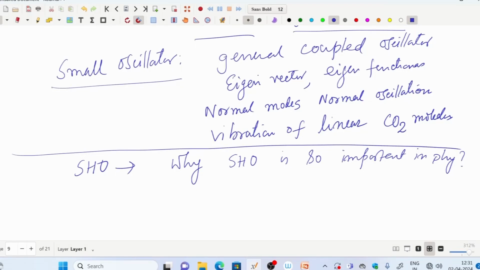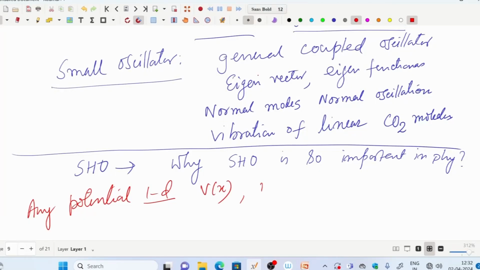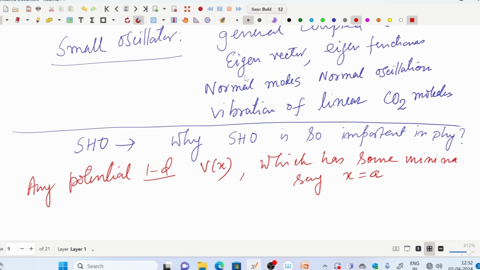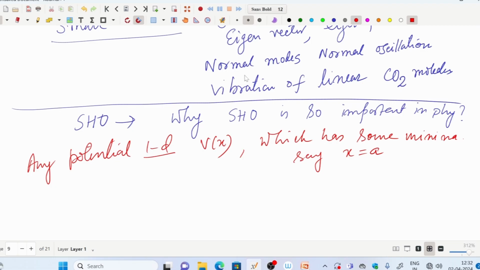Okay. The reason is very simple. Any arbitrary potential V(x), say in one dimension, let us just talk about everything in one dimension, which has some minima, say at x equal to a, will have a simple harmonic oscillation around the minima.